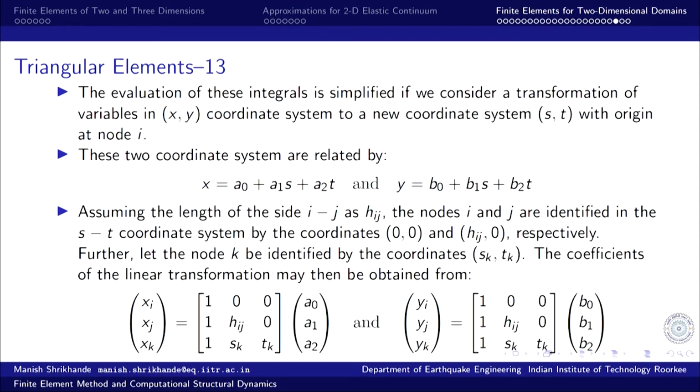Once we substitute the values of x and y for nodes i, j and k, we get the complete mapping between these three coefficients a0, a1, a2. So, there are three coefficients. So, I define x i as 1 0 0. So, s is 0 at node i and t is also 0.